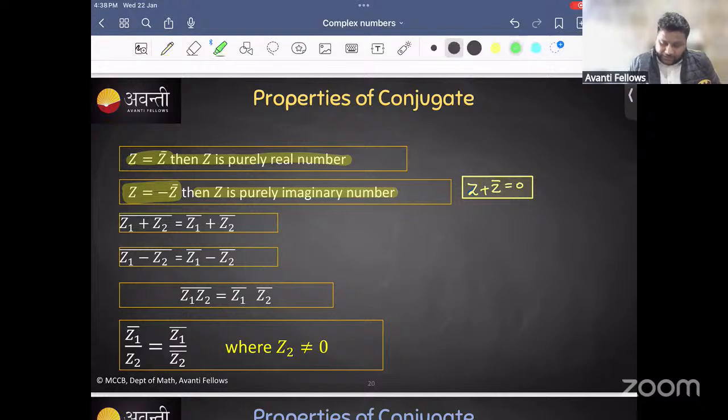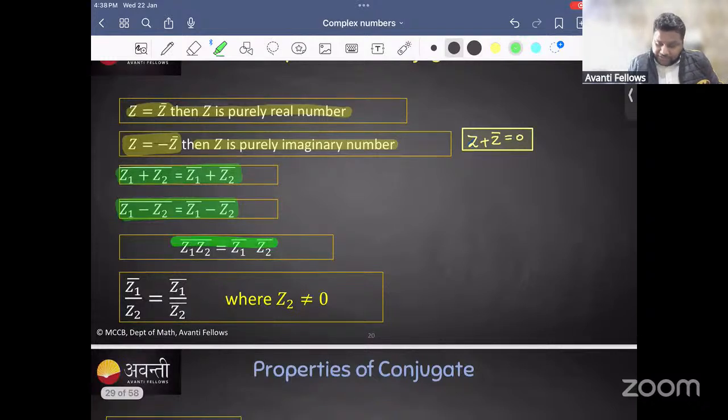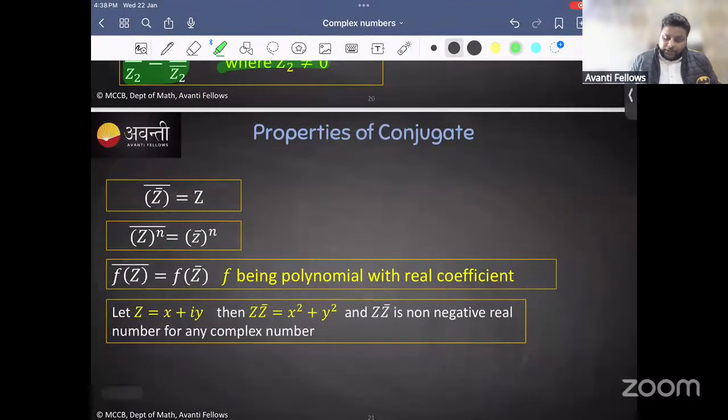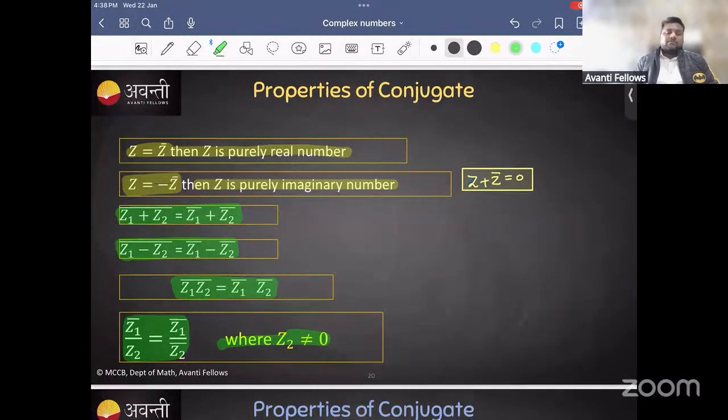Then the conjugate of z1 plus z2 is z1 conjugate plus z2 conjugate. The conjugate of z1 minus z2 is z1 conjugate minus z2 conjugate. The conjugate of z1 z2 is z1 conjugate into z2 conjugate, so you take the conjugate individually. And the conjugate of z1 upon z2 is z1 conjugate upon z2 conjugate, definitely z2 should not be 0. Now, the conjugate of z conjugate is going to be z. Okay, you just have a look at it once. I think I'm running quite fast.